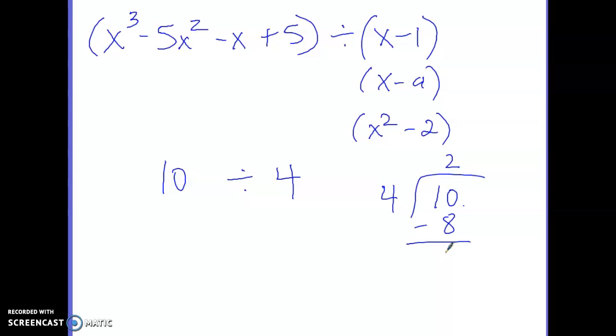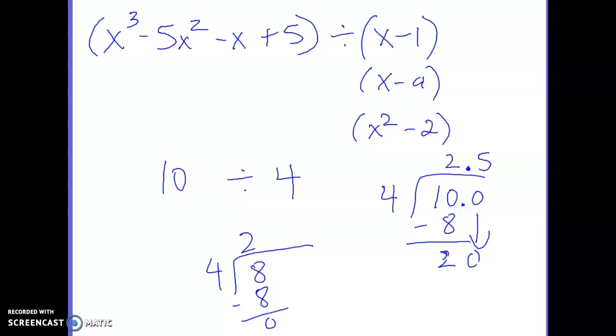So when we subtract 10 minus 8, if 4 went into that number evenly, like let's say 8, we know it went in evenly, we would get a 0 when we subtract, right? In this case, we don't. We see we have 2 left over. Now, if we continue dividing, we bring this 0 down. 4 goes into 20 five times. So the decimal would be here, and we know it's 2.5.